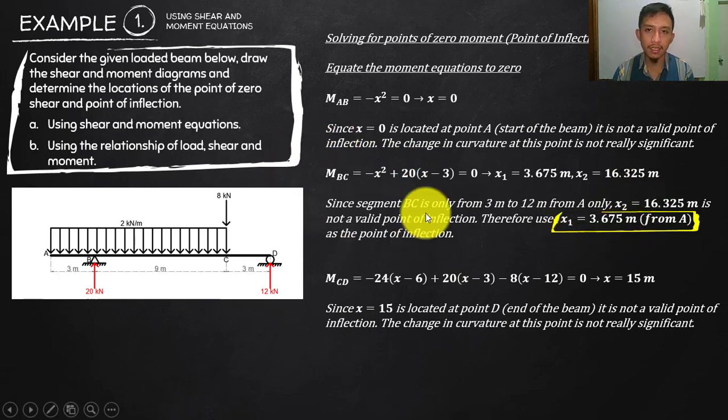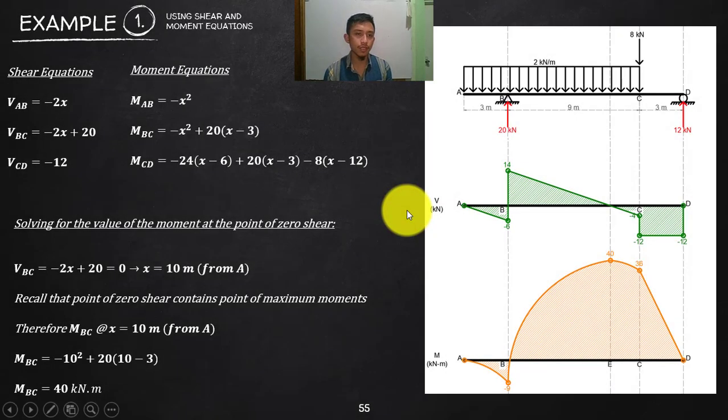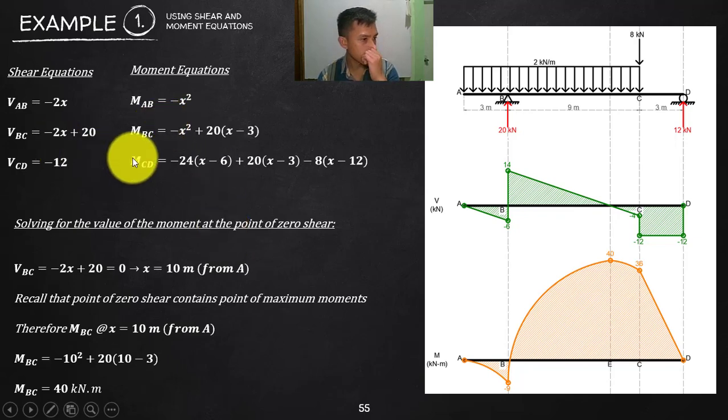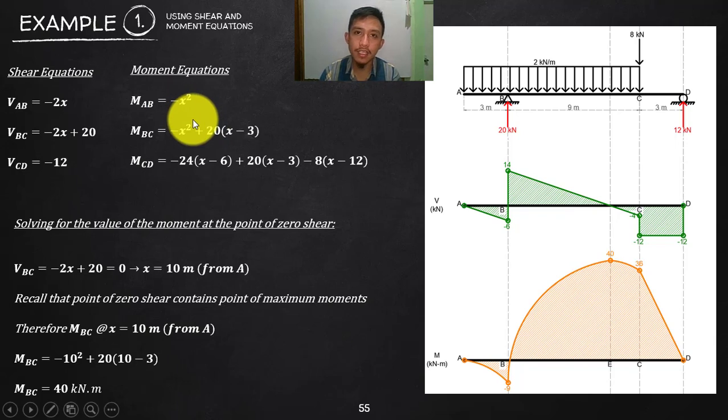Change of concavity on the deformation. Okay, now we are ready to draw. So these are your shear equations. Now, isn't it that we established a relationship between the moment and the shear equation, wherein the first derivative of the moment equation is the shear equation, isn't it?